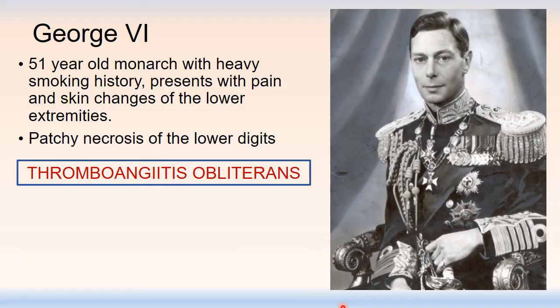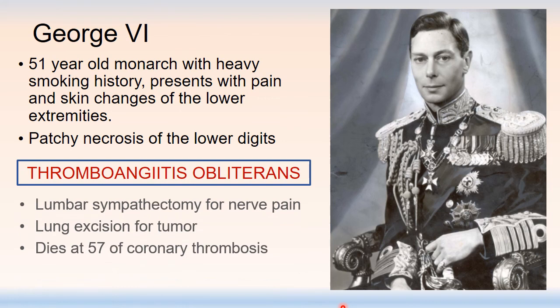So in a way, this has now become a history of medicine lecture because George VI did indeed have thromboangiitis obliterans. He had to have treatment for severe pain related to his disease. He had to have a lung excised. He actually had lung cancer. And of course, that's not because of this condition, but it is related again to his heavy smoking history. And his final death at the age of 57 was thought to be due to coronary thrombosis, which would certainly be attributable to TAO.